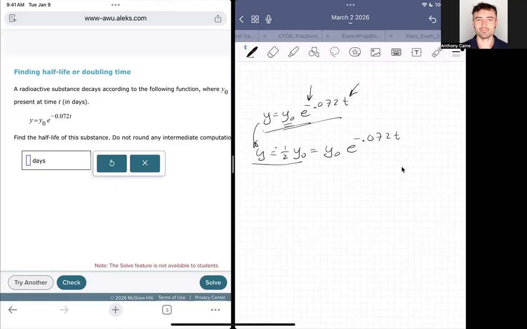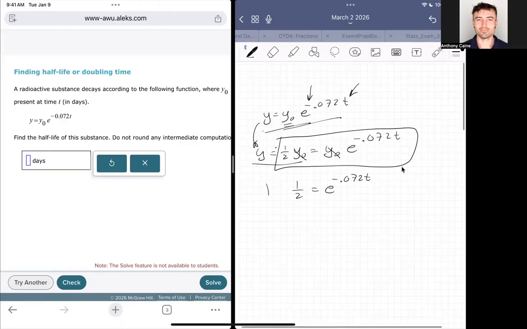And so that's what I'm doing over here. Okay. Anyway, so we focus our attention on this equation and notice, oh, the y0's cancel. You can divide them away. And what really matters is just when does our exponential part equal a half? And that's what a half-life is. And so what do we do? We take the natural log of both sides. This is equal to natural log of that. And so we get natural log of 1/2 is equal to the exponent itself.